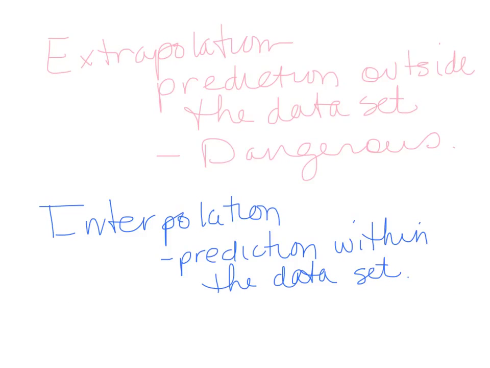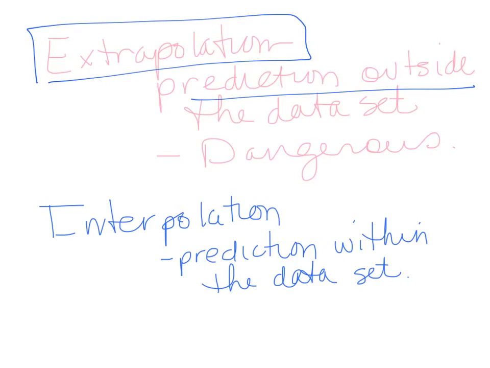Okay, so here's a summary for that. When you make a prediction outside the data set, that's called extrapolation. You're extrapolating the data, you're going outside the data set, and that can be dangerous. If you're staying within the data set, and you just want to find a value somewhere in between the values you already had, we call it interpolation, and that's much safer. It's usually a very good predictor.